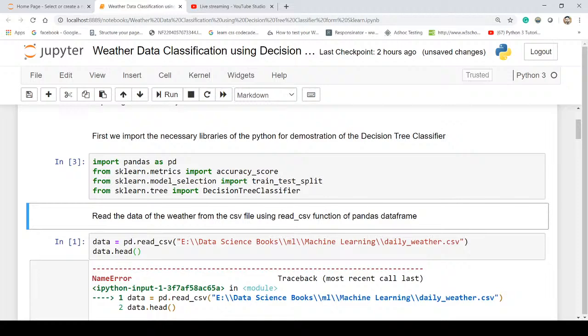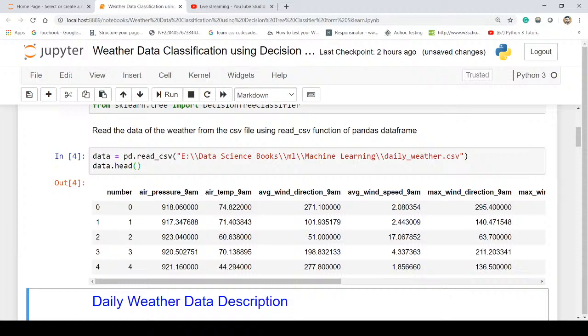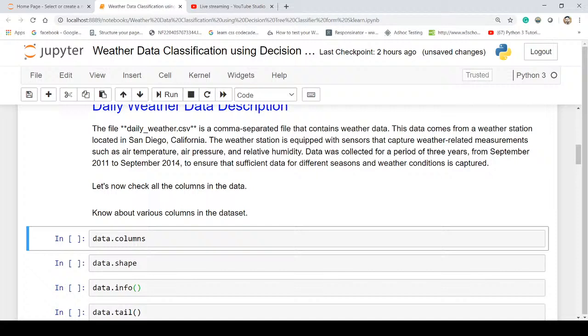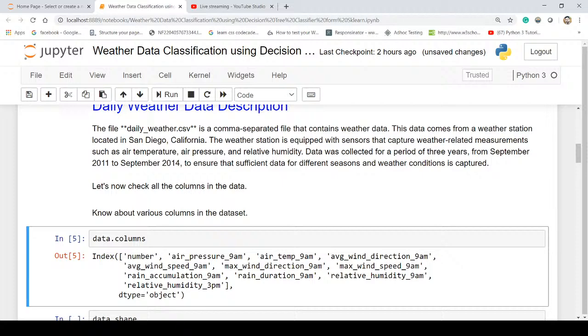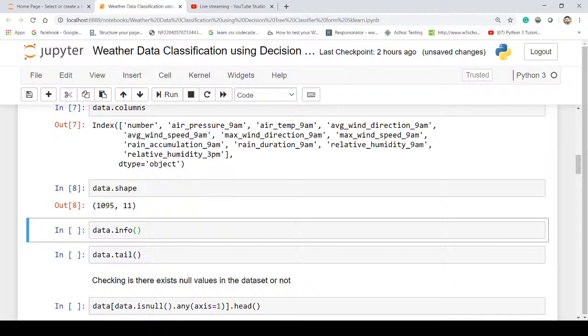Yeah, so this is what my data looks like. With pd.read_csv, I'm reading my data here. You can see these features: number, air pressure 9 a.m., air temperature 9 a.m., wind, and so on. We can find the data columns over here. These are all the columns, and we can quickly have a look at the shape, which is 1095 rows and 11 columns.